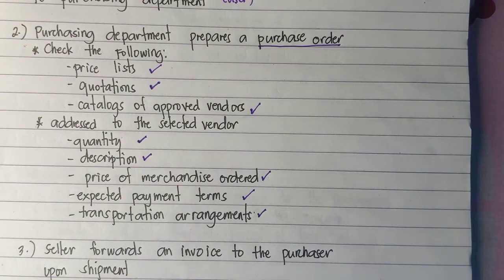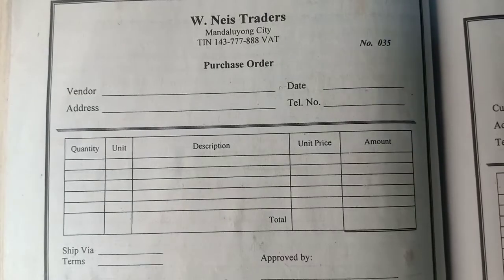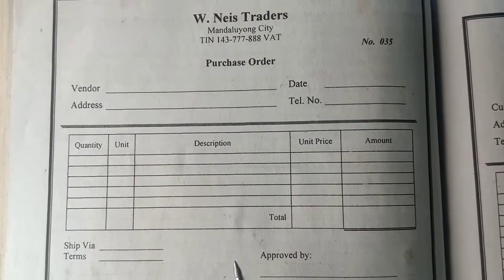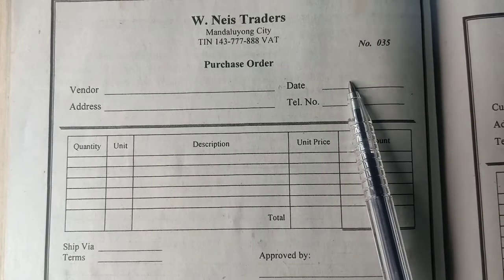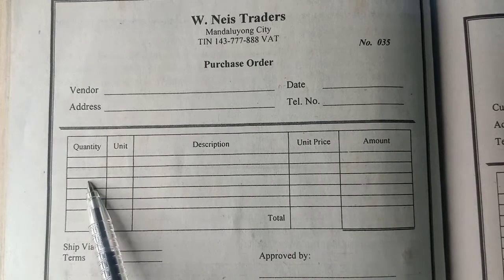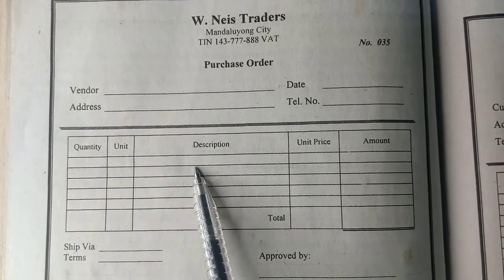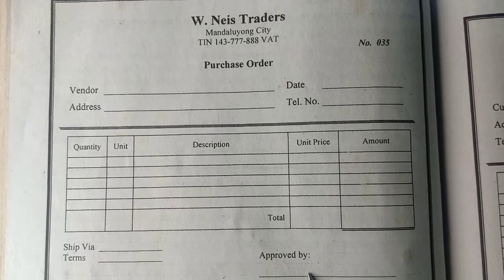So now, here is an example of a purchase order. So ito yung example ng purchase order. There is a vendor, and then date, address, then the telephone number. We have the quantity, the unit, description, unit price, and the amount, and it should be approved by the authorized signature. So this is coming from the book of Win Balyada.